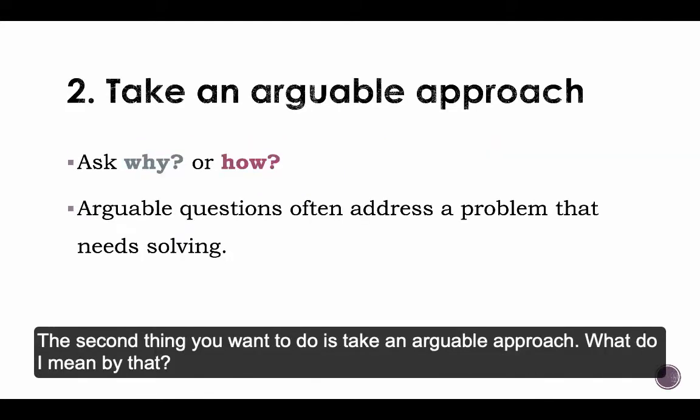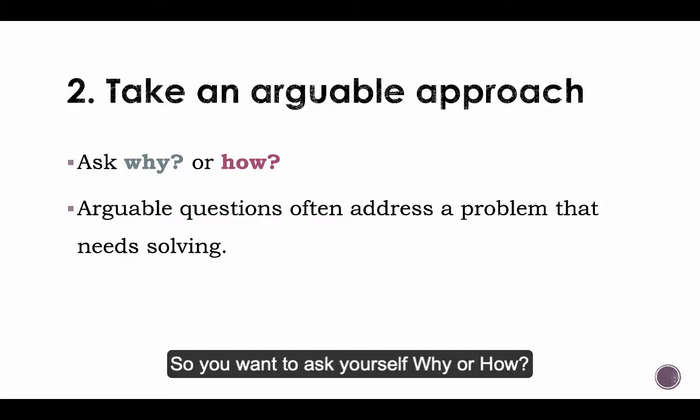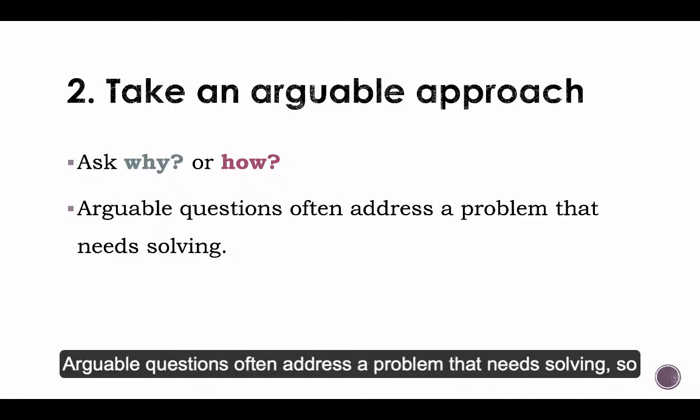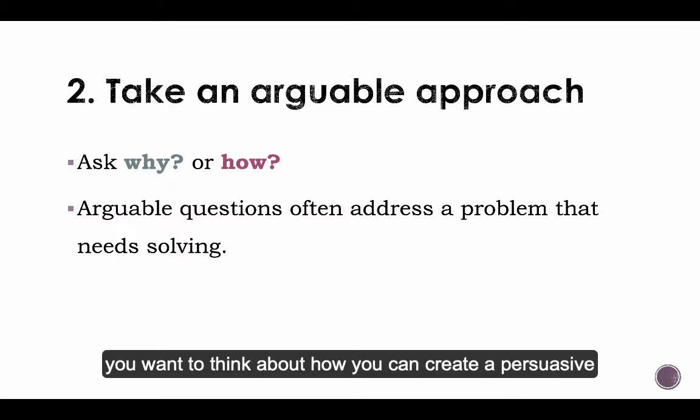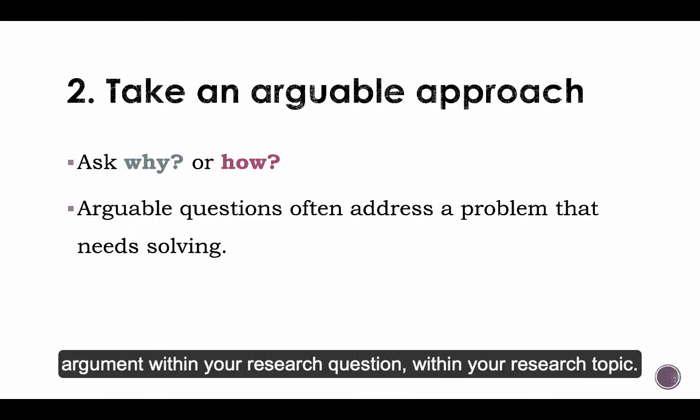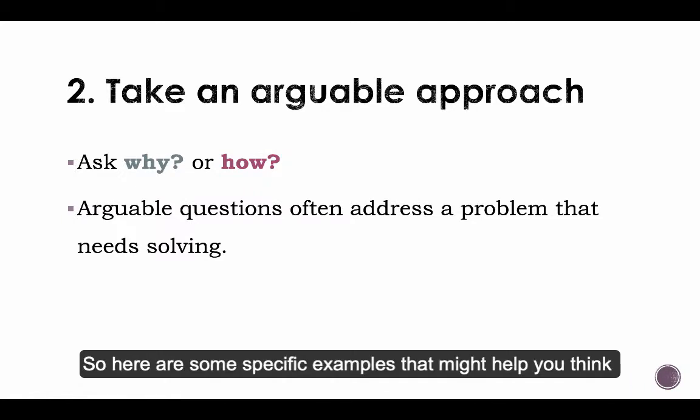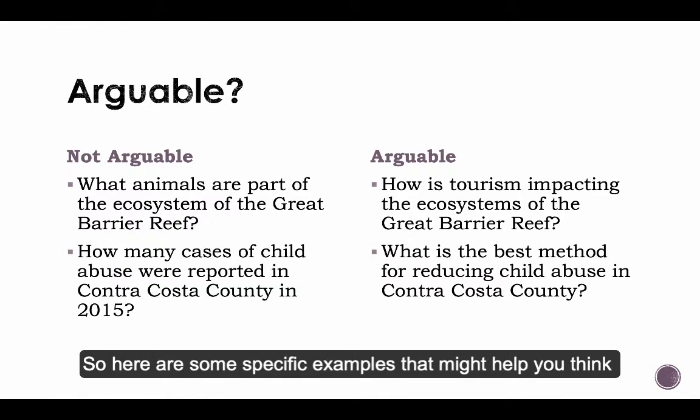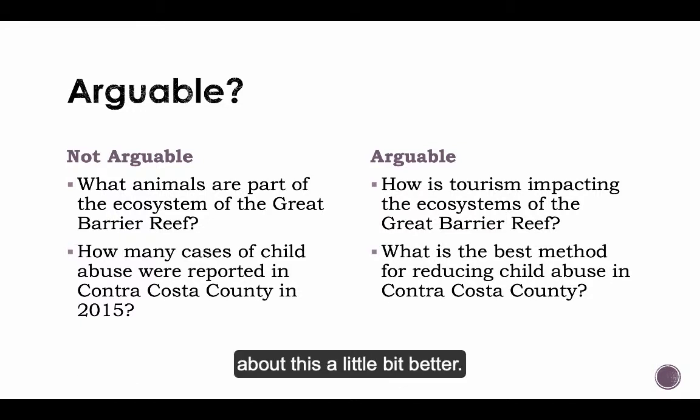The second thing you want to do is take an arguable approach. What do I mean by that? You want to ask yourself why or how. Arguable questions often address a problem that needs solving. So you want to think about how you can create a persuasive argument within your research question, within your research topic. Here are some specific examples that might help you think about this a little bit better.